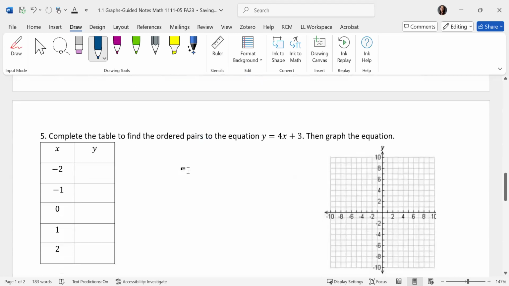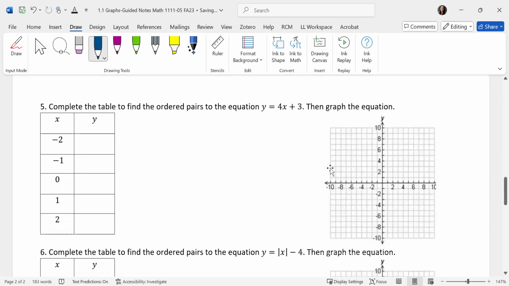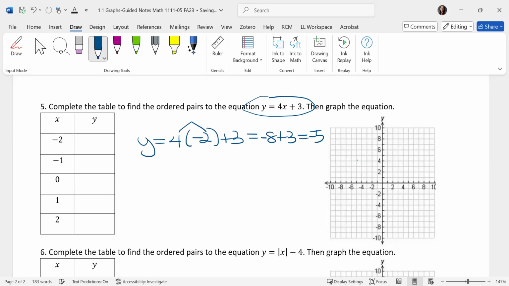Okay, let's look at the next graph, 5. And we have the equation y = 4x + 3. And again, we're going to complete the table by doing y = 4 and then substituting -2 in for x, plus 3. Calculating that, 4 times -2 is -8, plus 3, which is -5. So we have (-2, -5), which is right here. So we have y = 4, again plugging in -1, plus 3. 4 times -1 is -4, plus 3, which is equal to -1. So we have (-1, -1), which is right there.